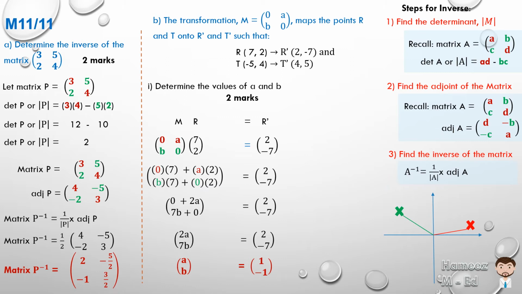You could have not used R, but you could have used T. So MT equal to T prime, and you'd have worked it out and still gotten the exact same solution for A and B.